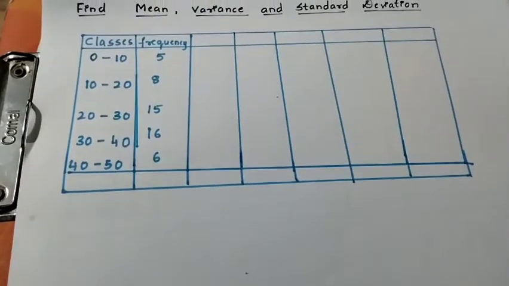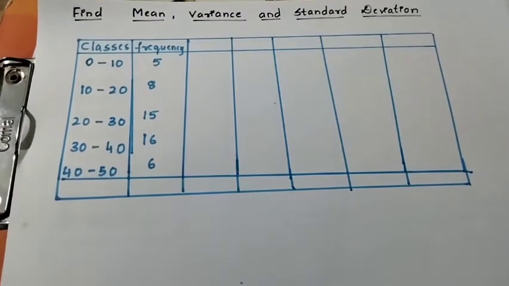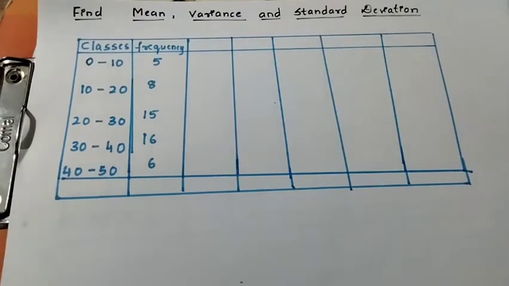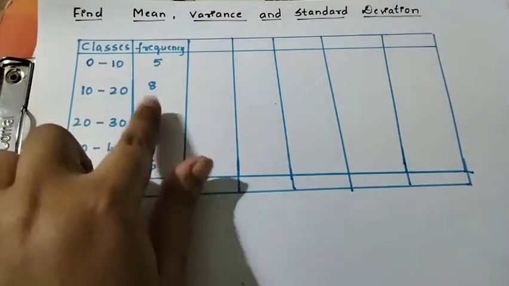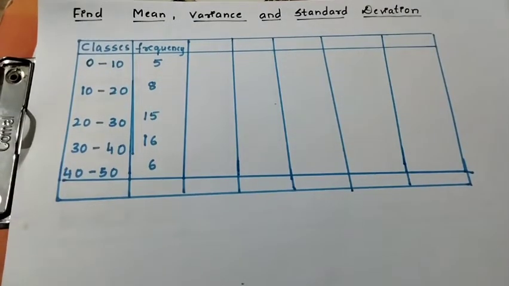So here I have written the first question. Find mean, variance and standard deviation. All the three you have to find: mean, variance and standard deviation. So here the given data is grouped data. Why is it called grouped data? Because class intervals and frequency both are given, so it is called grouped data. If it is not given, then it will be a discrete frequency distribution or ungrouped data.